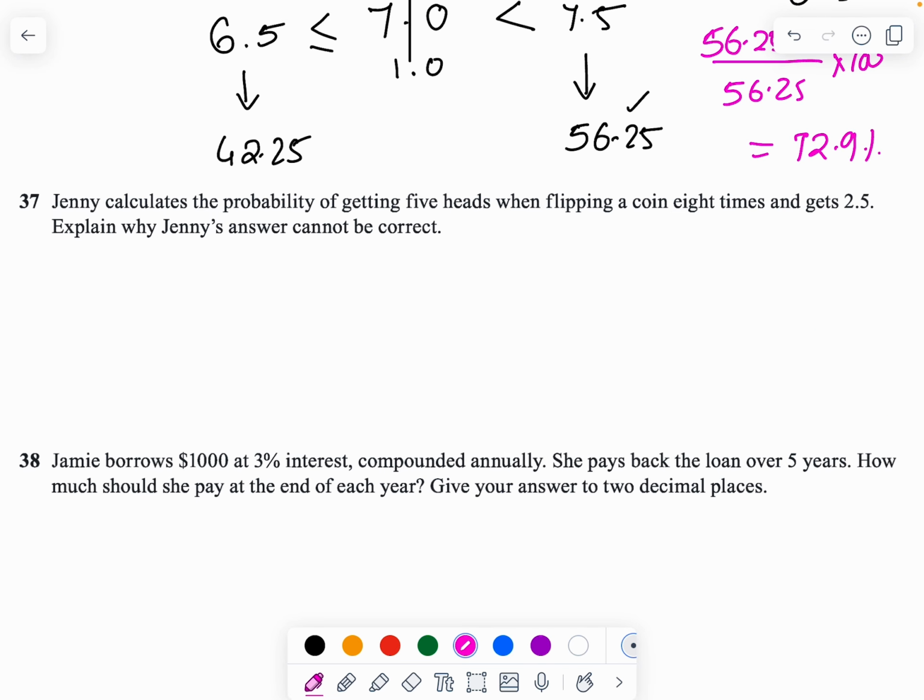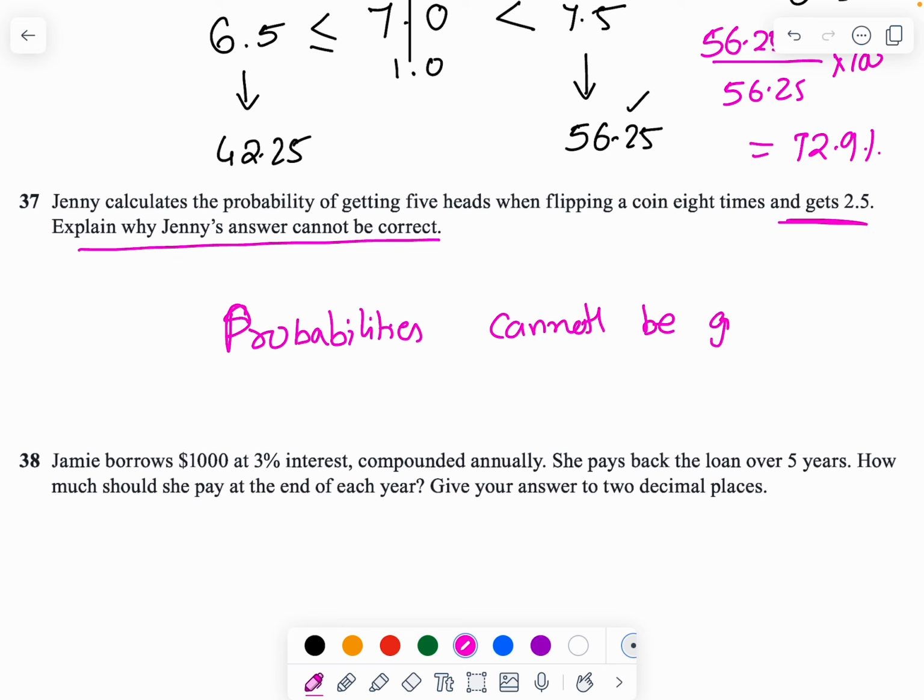Question number 37. Jenny calculates the probability of getting 5 heads when flipping a coin 8 times and gets 2.5. Explain why Jenny's answer cannot be correct. Because probabilities cannot be greater than 1.